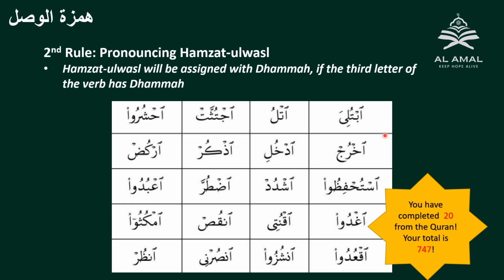Here the third letter is Lam, and Lam has a damma. So Hamzatul Wasl will be read as Utlu.